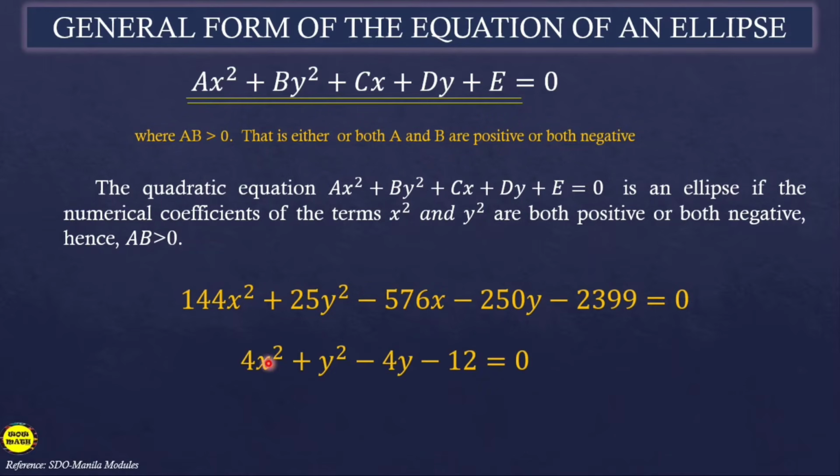Okay? Next is 4x squared plus y squared. So, makikita natin na same yung sign ng numerical coefficient nila. So, that is an example of ellipse. Another one, we have this. So, ang titingnan natin kapag yung x squared saka yung y squared natin, yung numerical coefficient nila ay parehong positive or parehong negative, yung equation na yan ay ellipse.